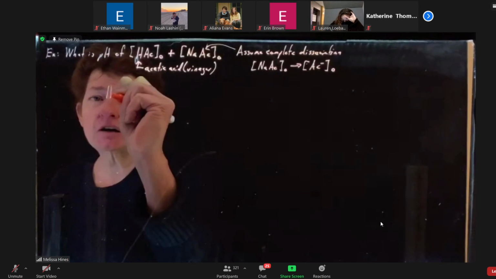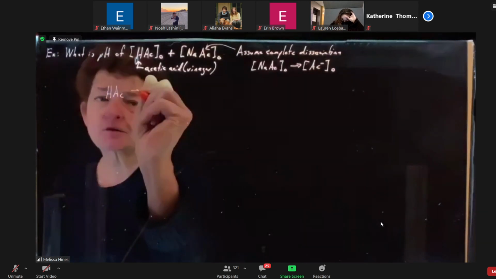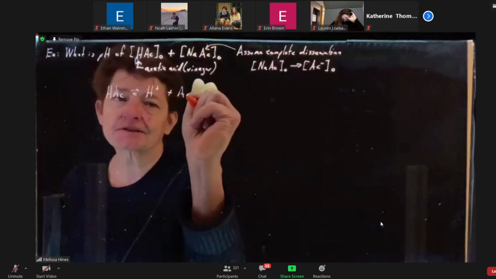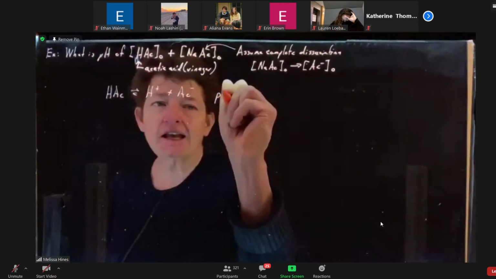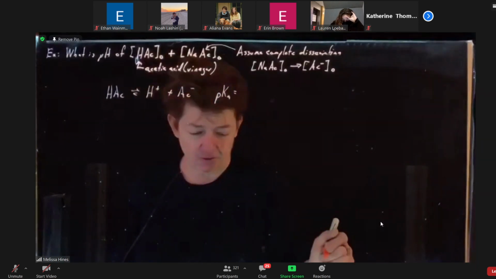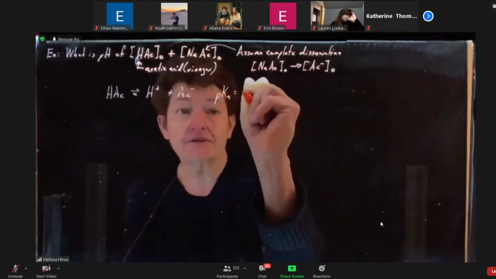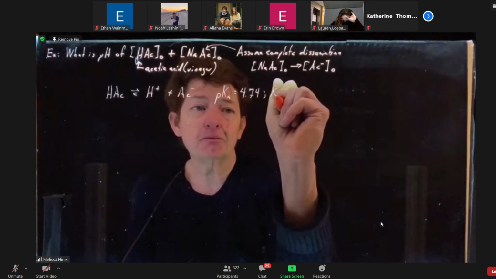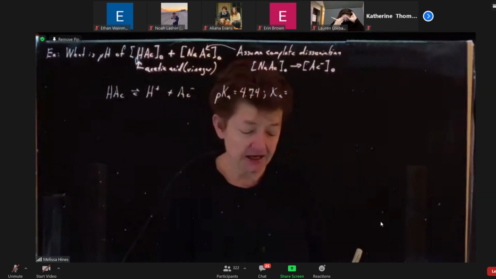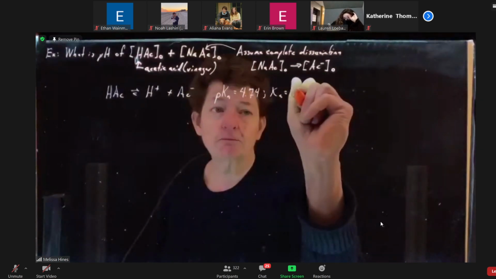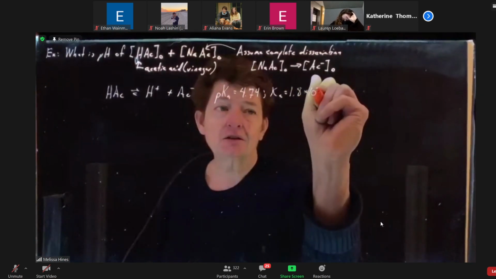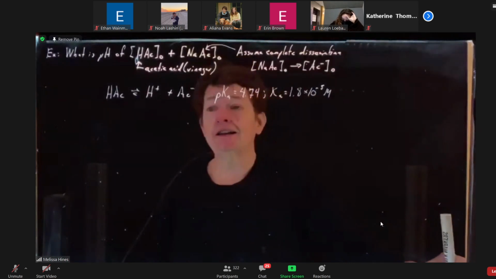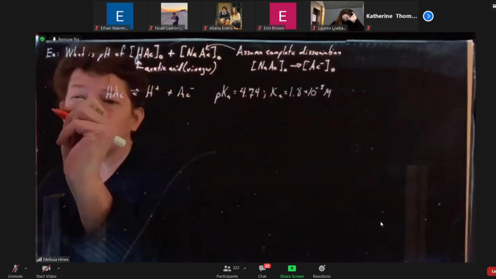So we're going to start with acetic acid in equilibrium with a proton plus the acetate ion. The pKa of this equilibrium is going to be equal to 4.74. Or if you prefer to think about Kas, this Ka is going to be equal to 1.8 times 10 to the minus 5 molar. Okay, now everything from this point on is just an ice table, and it's straightforward.